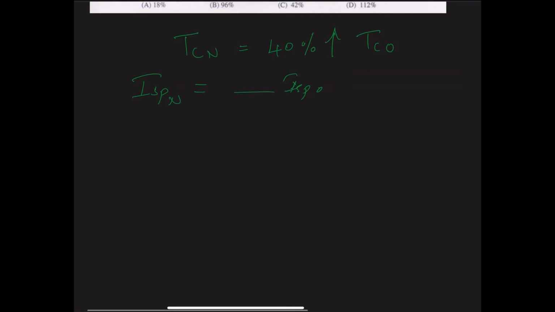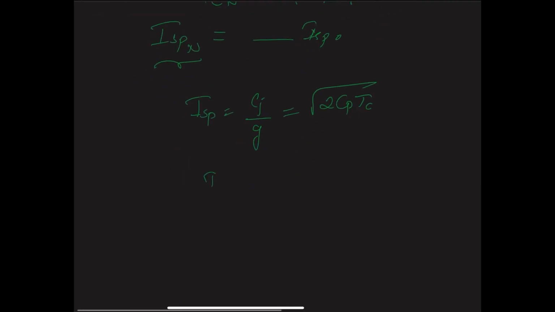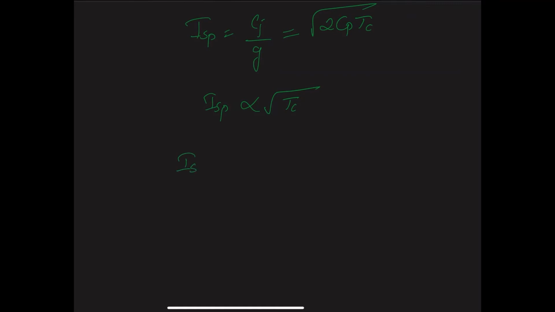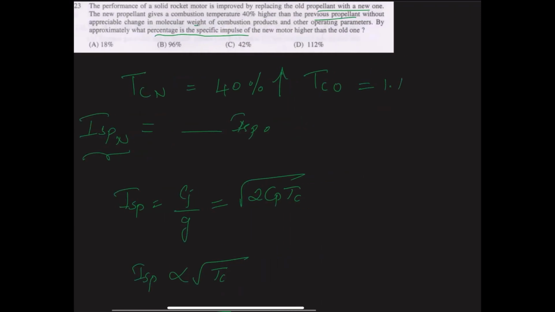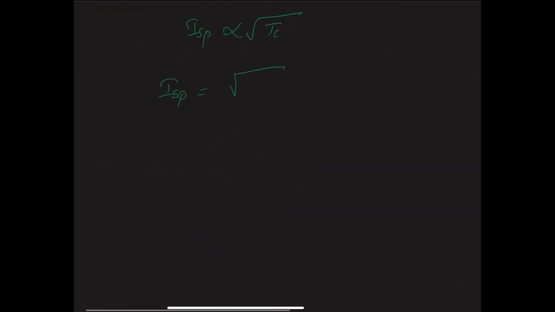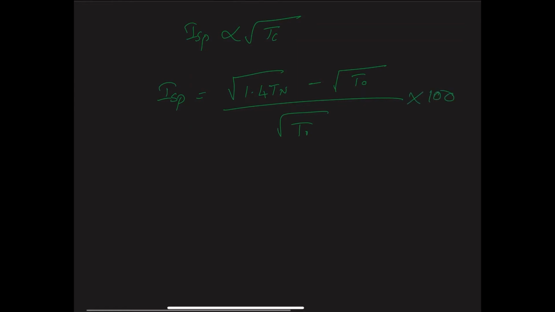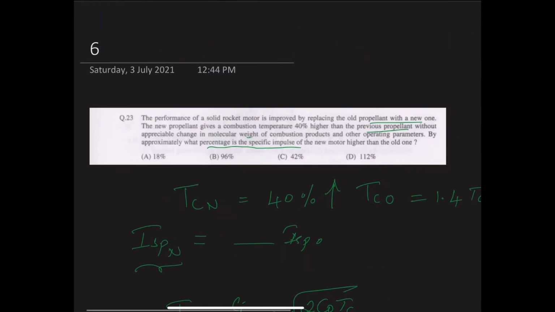Okay, so here they're asking you the specific impulse change. So specific impulse is nothing but Cj by g, right? And Cj you can write as square root of 2Cp into Tc. So from here we can write specific impulse is directly proportional to the square root of Tc, the temperature. So to find the change in specific impulse, 40% greater, in the sense you can write that as 1.4 times the old propellant temperature. So new minus old divided by old into 100. If you do this, you will get specific impulse change as 18.32 percent, which is nothing but option A, 18%.